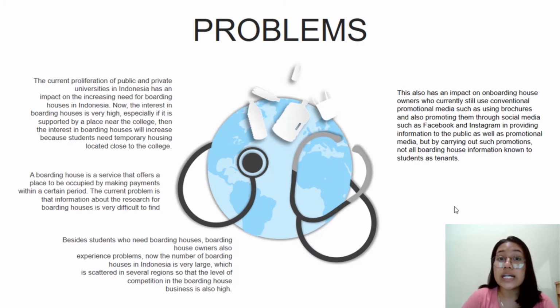Because of this, often the availability of boarding houses and information about boarding houses cannot be predicted by people who want to look for boarding houses. The information is not transparent and real time. So students must search for more information to get a boarding house that suits what they want, such as the facilities, price, boarding house position, and the size of the boarding house, which are the student's considerations.